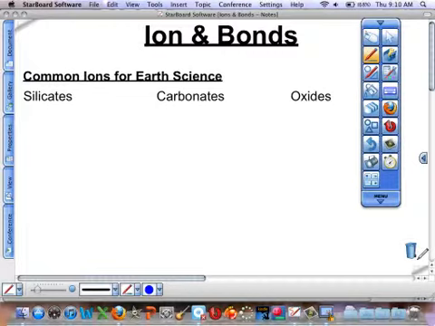Alright, so we keep moving on here. I want to talk about some common ions we're going to see quite a bit in earth science. The number one ion that we're going to see a lot of and talk a lot about is the silica or the silicate ion. And that's basically SiO4. SiO4 makes up the most common mineral, so it's a very abundant mineral source.